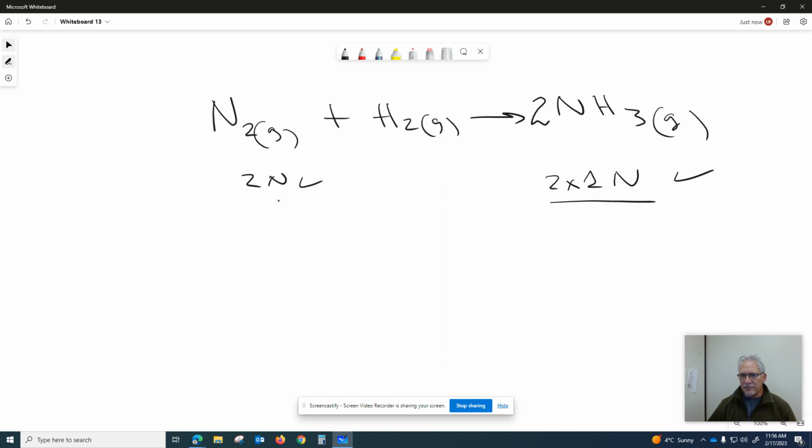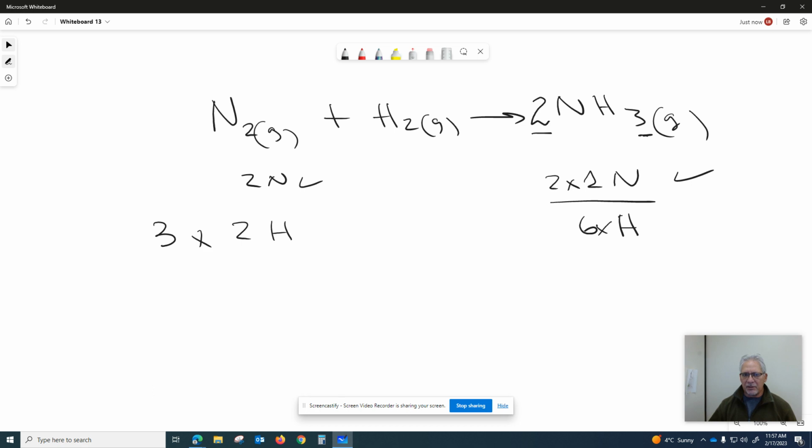Next, hydrogen. 2 times 3. This 2, which is the coefficient, will also affect the subscript that the hydrogen has. So we have to multiply the coefficient times the subscript, and that will be 6 hydrogen. And then, checking on the left, I only have 2. How can I make 2 equal 6?